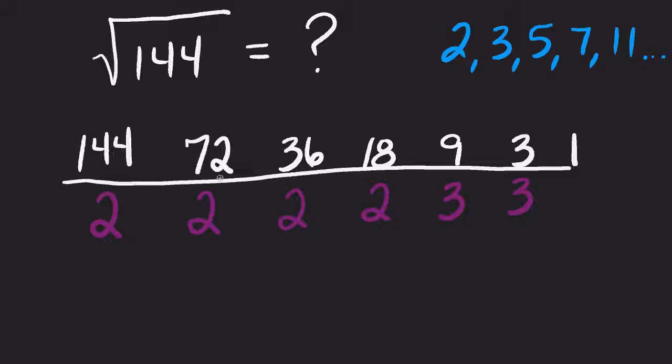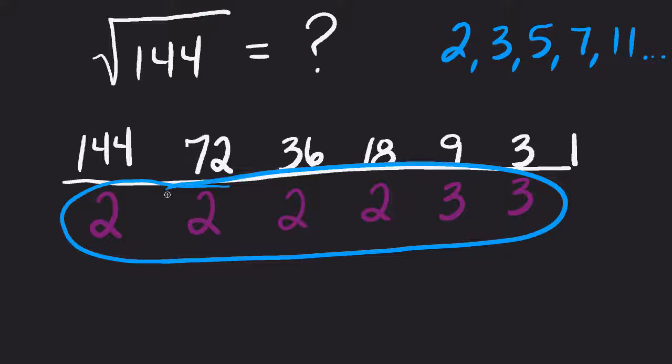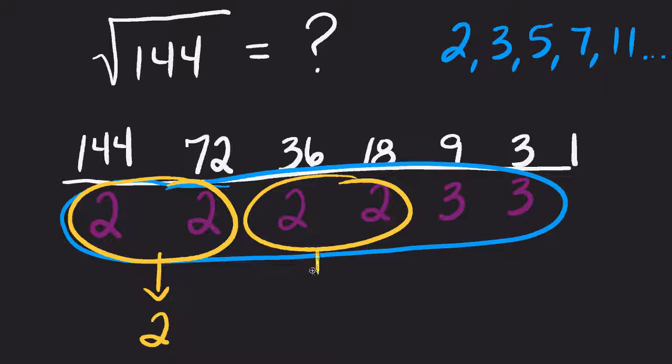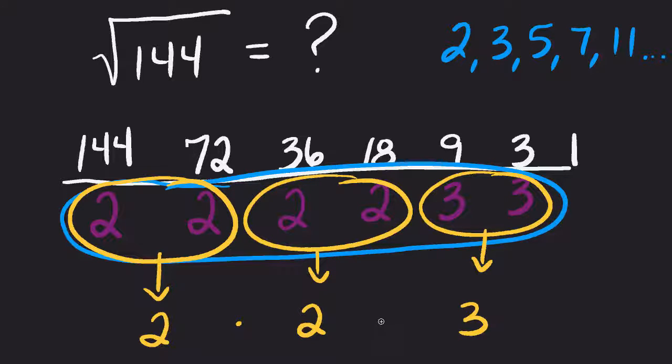So really what we're looking at is the numbers that are down here, and we're looking for pairs. Here's a pair of 2's, so that means we've got one 2 that comes out. We've got another pair of 2's, so we get another 2 that comes out. And we've got a pair of 3's, so we get a 3 that comes out. So if I multiply those all back together, my answer comes out to be 2 times 2, which is 4, times 3, which is 12.